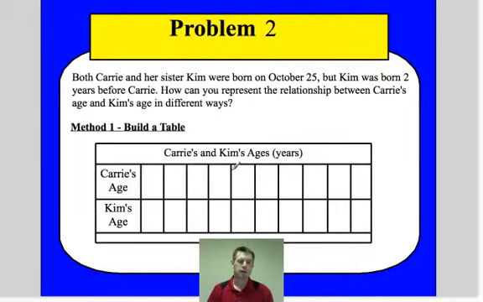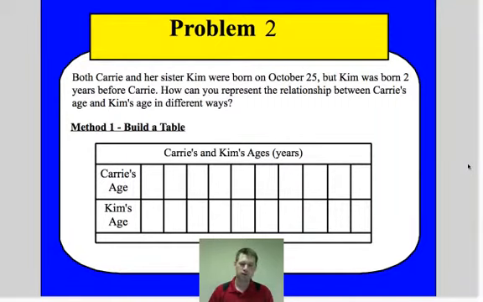Okay, so we have a little story problem here. I know we don't like those, but we need to start learning to kind of pull out the important information. Both Carrie and her sister Kim were born on October 25th, but Kim was born 2 years before Carrie. How can you represent the relationship between Carrie's age and Kim's age in different ways? So we're going to talk about 3 different styles of talking about this. The first one is to build a table. The second one's going to be writing an equation, and then we're going to draw a graph.